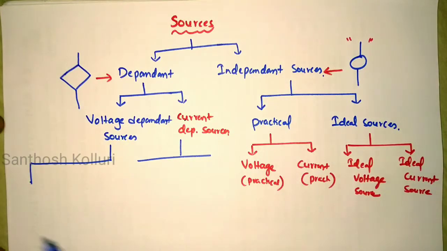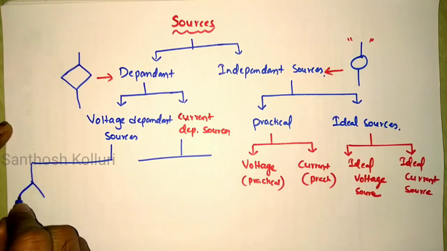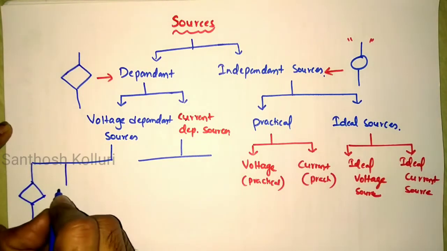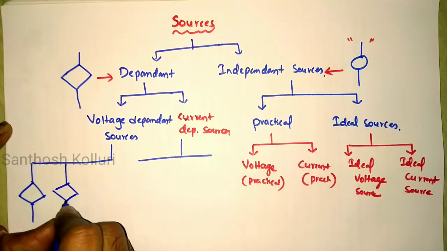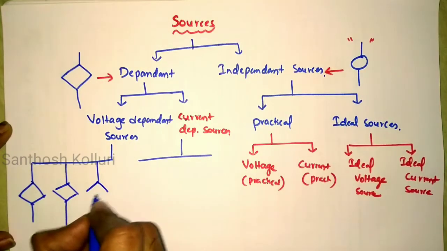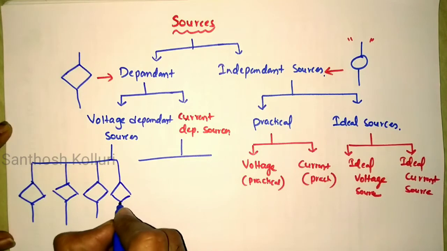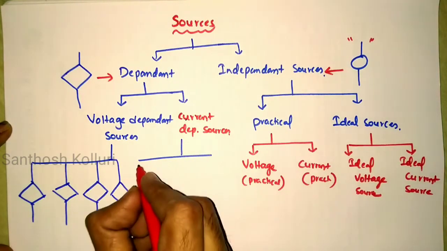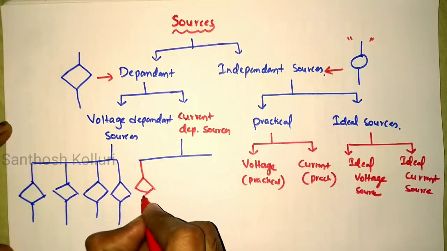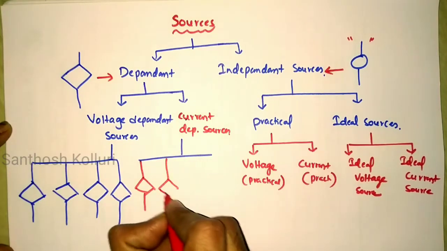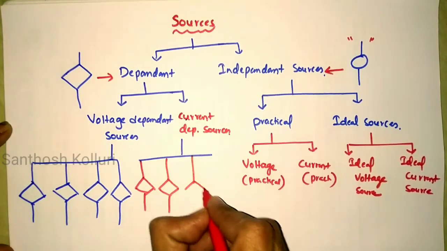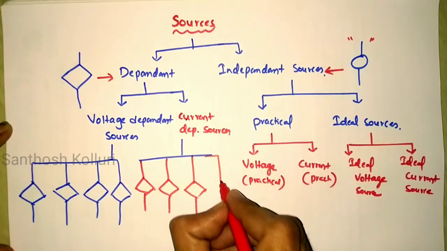So here we have four dependent sources. In voltage dependent sources we have four types, and similarly current dependent sources are also four types. We'll see what these are.